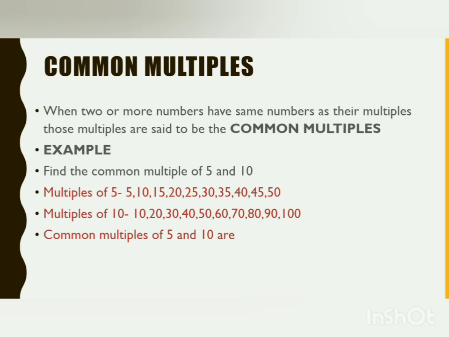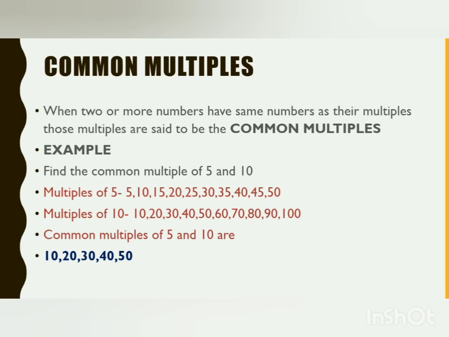Can you spot the third multiple that is coming in common in both? Yes, it is 30. The next one, it is 40. The next one, it is 50. And if you continue to write the multiples of 5 and 10, we can spot many common multiples. But here I have written only 10 multiples of 5 and 10 multiples of 10. So we have spotted 5 common multiples of 5 and 10, and they are 10, 20, 30, 40, 50. The numbers coming common in both.